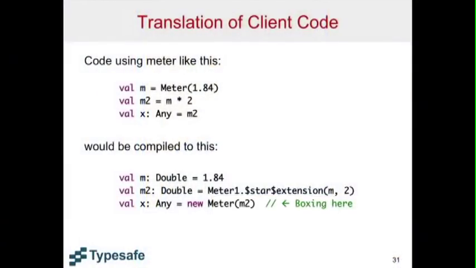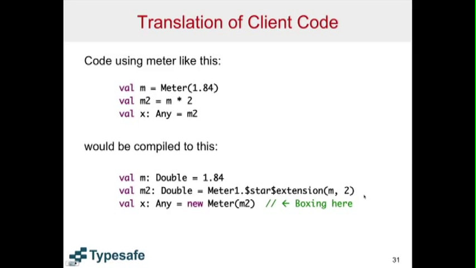So here you have some client code. I create a meter of 1.84, and then I take it and multiply it by 2, and here I pass it to an Any, just to see what happens there. So here's what it would translate to. The first thing is, I wouldn't get a Meter class. It would just translate to the definition of a double. That's the first line. The second line, that was the multiplication on Meter, actually translates to a static call, star extension. Star is just the internal code for the asterisk here. And what I pass is the double of m, and the 2 here.